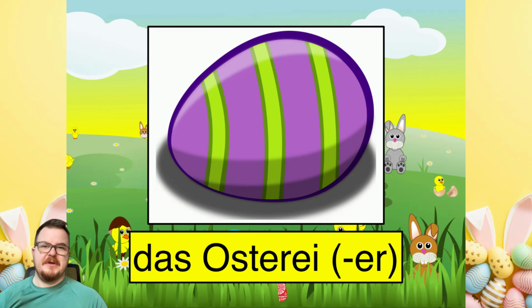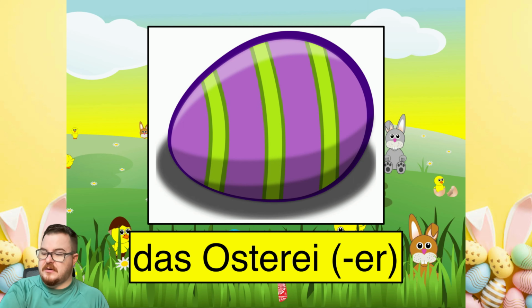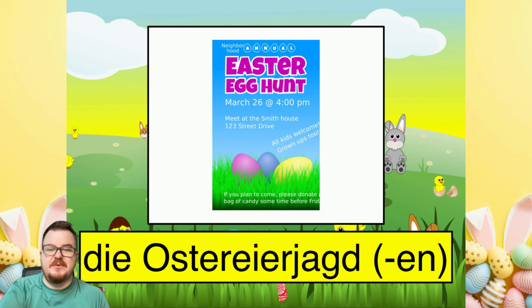But let's begin. Possibly the most important, das Osterei. Das Osterei, the Easter egg. And if we want to make it plural, we stick ER on the end, die Ostereier. Then, of course, naturally, we have die Ostereierjagd. Die Ostereierjagd, the Easter egg hunt. And to make it plural, we put an EN on the end of Jagd. So, jagen. Die Ostereier jagen. Gut.